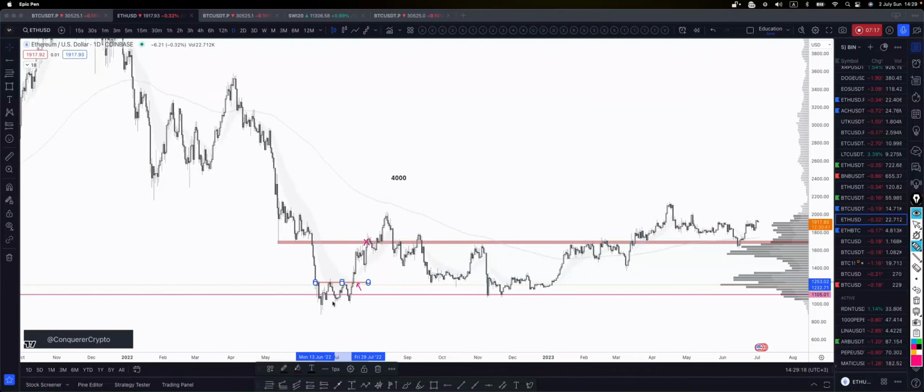So you bought $1,000 worth of ETH here, and $1,000 worth of ETH here. Your average should be around there. And then you play the breakout. So you have from here, let's calculate it.